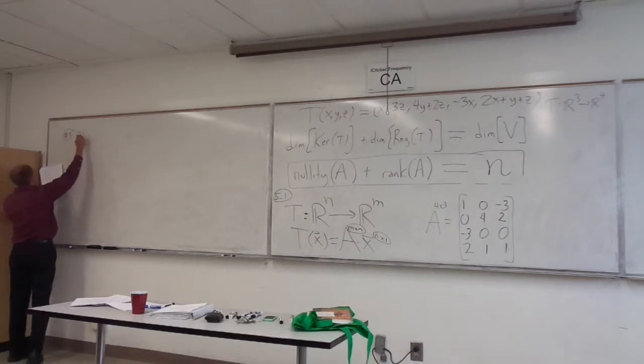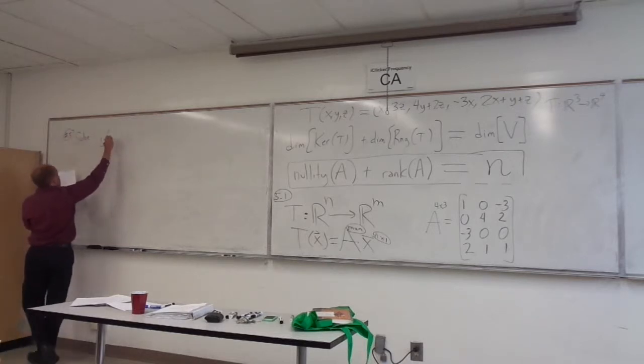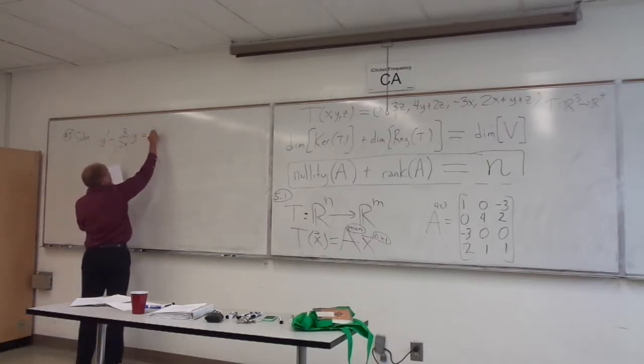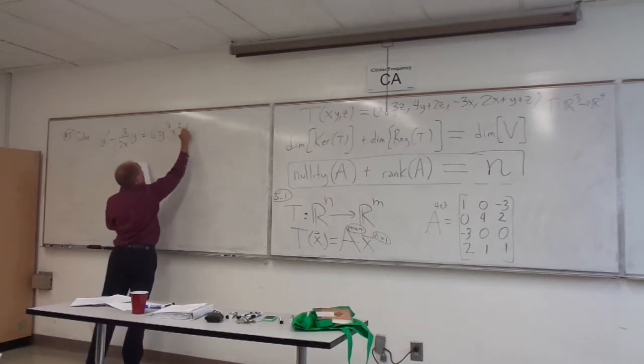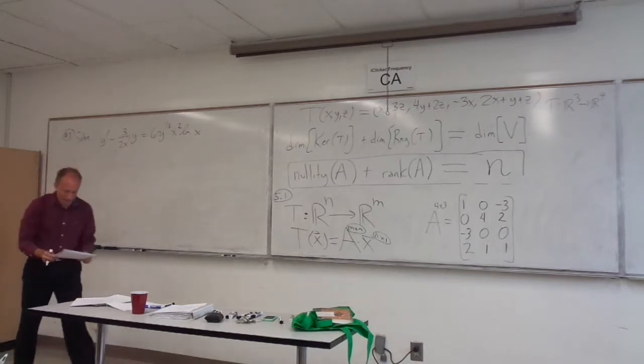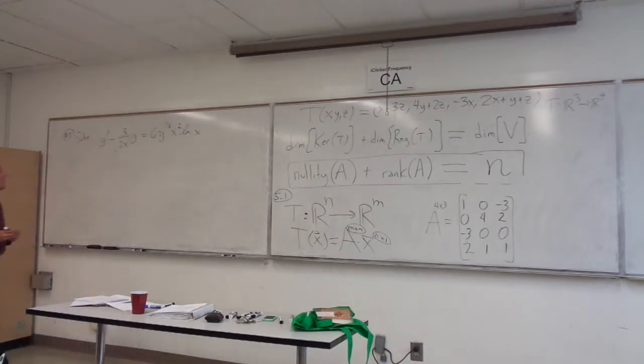So let's do the following problem. Let's solve y prime minus 3 over 2x times y equals 6 times y to the 1/3 times x squared ln of x. Okay. Take this problem.